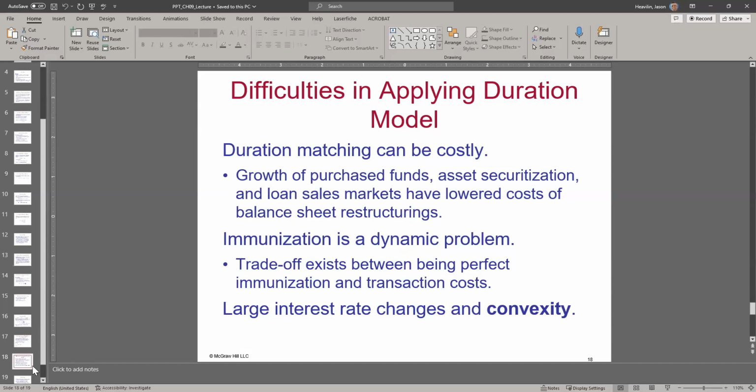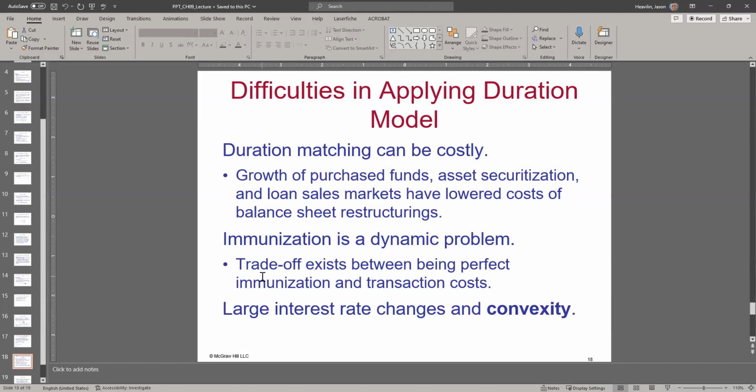So growth of purchase funds, securitization and loan sale markets have lower cost of balance sheet restructurings. Now, things are getting better, technology and lower transaction fees, but it still is a costly process. Also, you may have a perfect duration match exactly how you want it today. Market conditions change tomorrow, and you have to rebalance and readjust. So it's a continuous process. So it's costly, but it's worth it if the risk is out of hand.